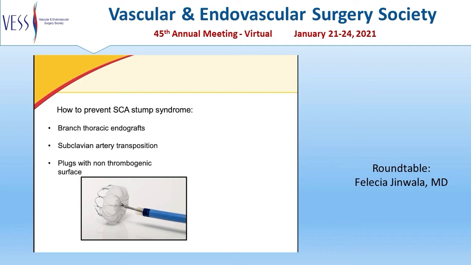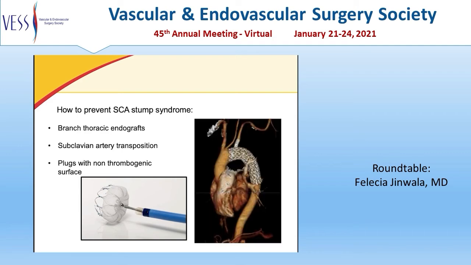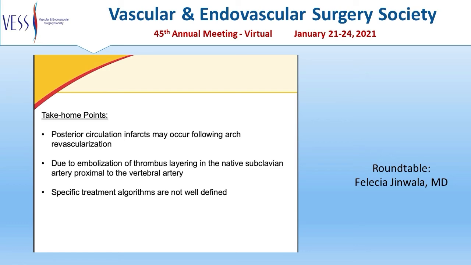Prevention of subclavian artery stump syndrome is still not well defined, but some options include a branch thoracic endograft as demonstrated in the reconstructed image here, subclavian artery transposition, or even the use of plugs with non-thrombogenic surfaces. More research is needed to better characterize subclavian stump syndrome as a disease entity following TEVAR.